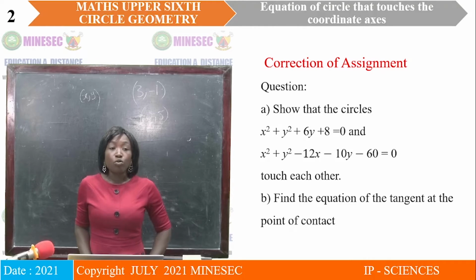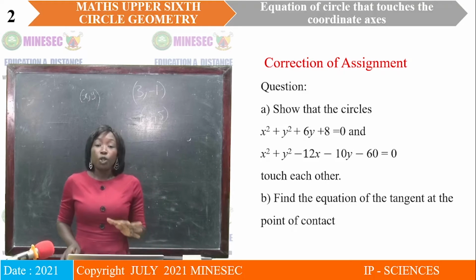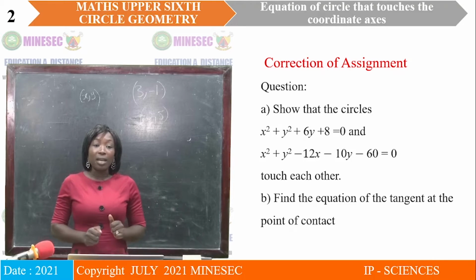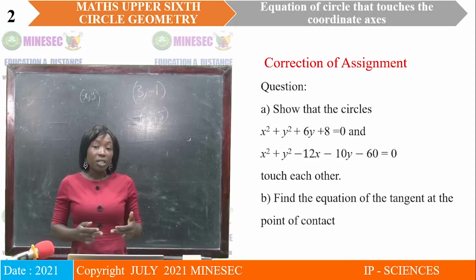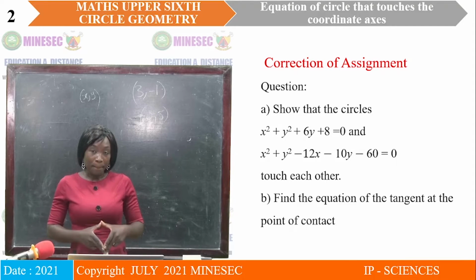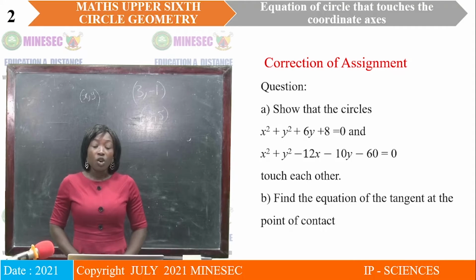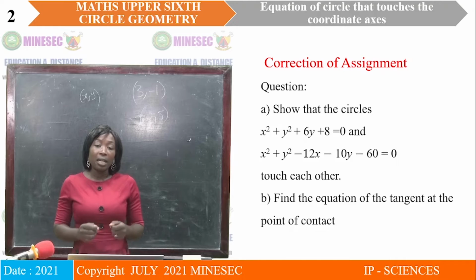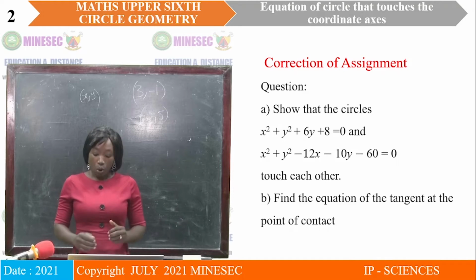We are to show that these two circles touch each other. And we have conditions that these two circles, if they fulfill those conditions, then we must have shown that they either touch each other internally, externally, or orthogonally.